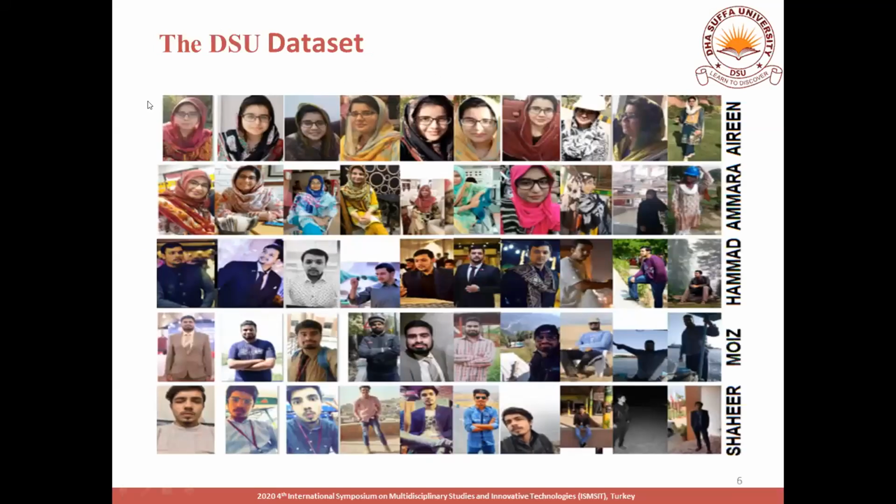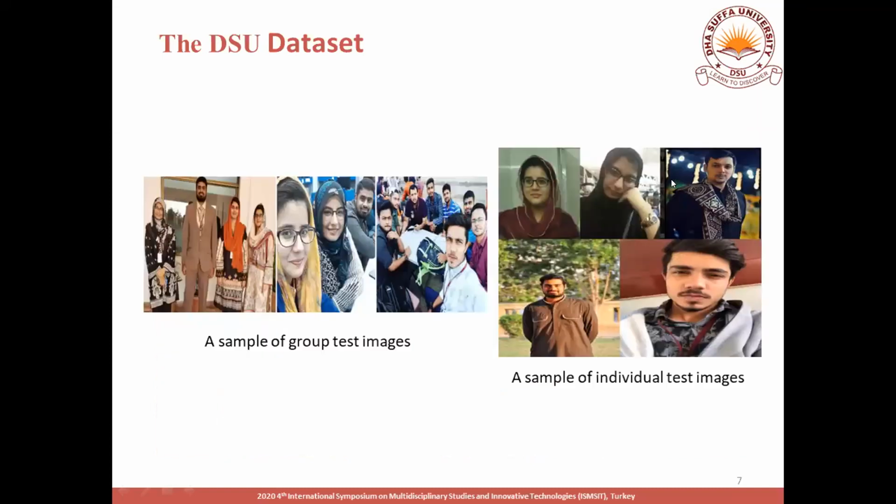This is a sample of our DSU dataset, and these are the 5 people who contributed. Their names have been mentioned over here as well. This is a sample of our test dataset, and as I was saying about the group and the individuals, this is the difference between the group and individual test images. For group images, it is a group of people in the image, and for individual, we just have individual people.